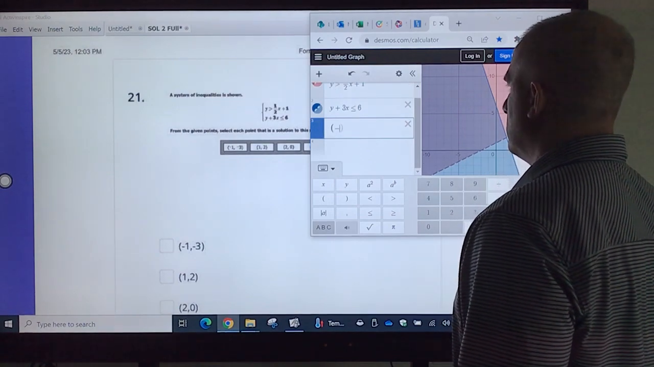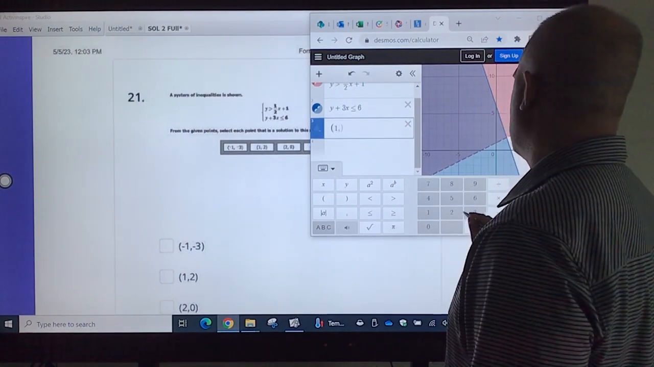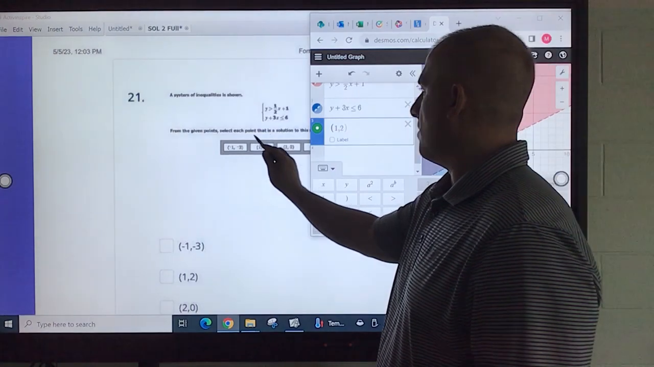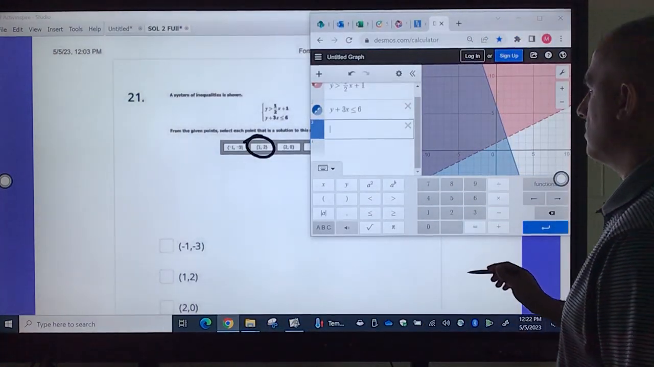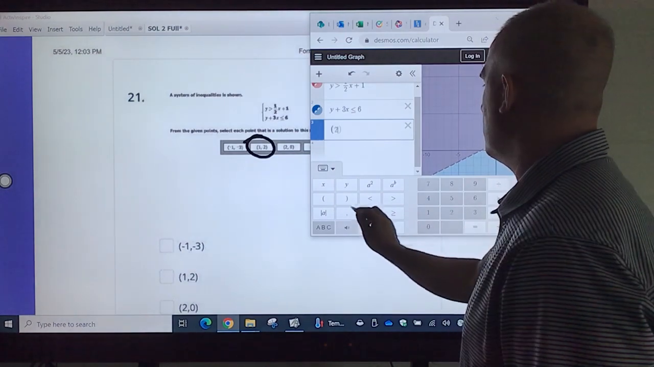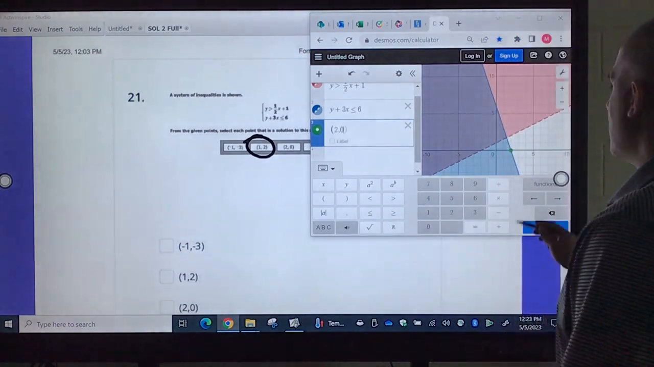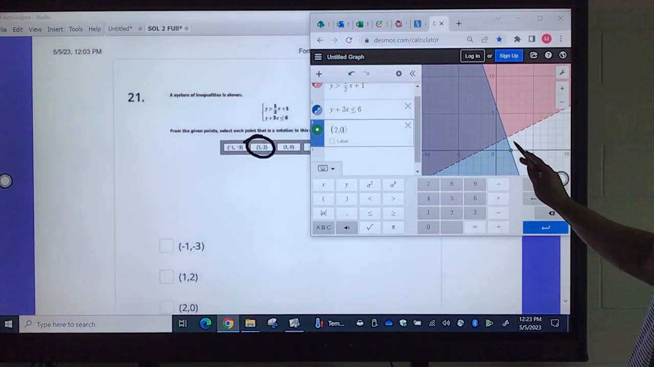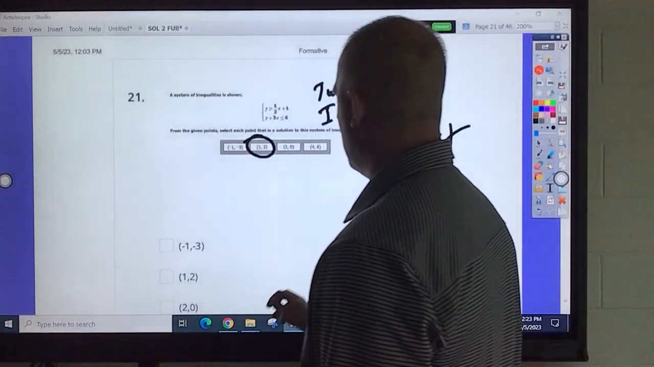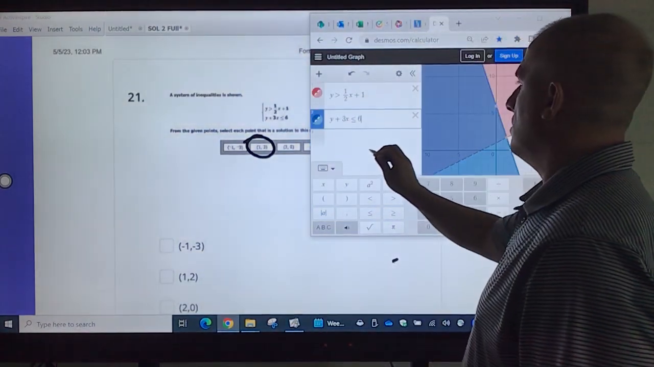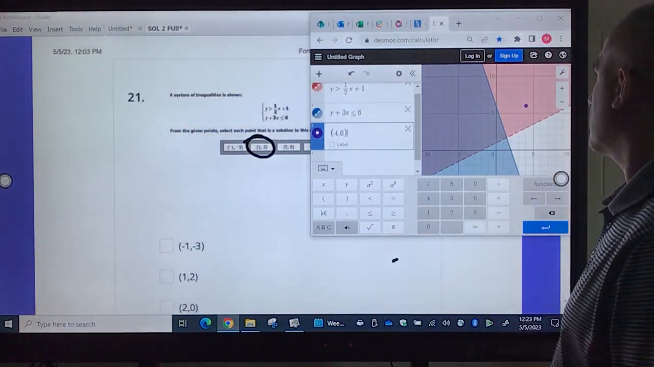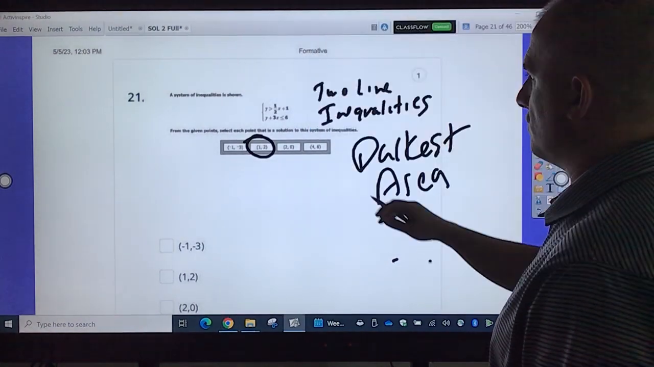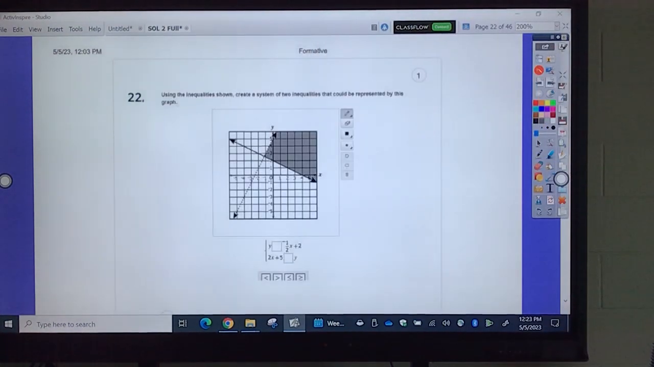All right. 1, 2. That one's in there. That's part of the answer, okay? 2, 1, 2, 0, okay? 2, 0. Now, that ended up on the line, but not on this line that's touching the darkest region, so that can't be it. And then 4, 6. So you just got to put all these in. That one's not as well. So the only answer there is that one, okay?